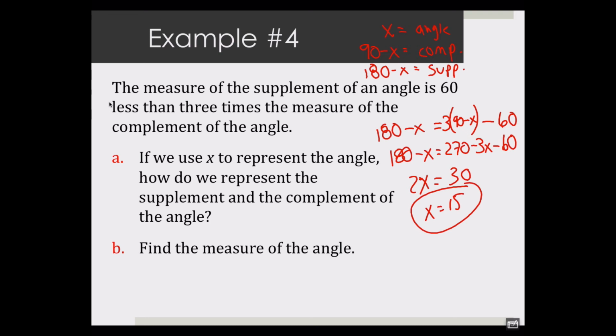How big is its complement? It's 90 minus 15, which is 75. And then how big is its supplement? 165. Good. Okay. So the steps here, notice x represents the angle. We talked about this already. We found the measure of the angle.